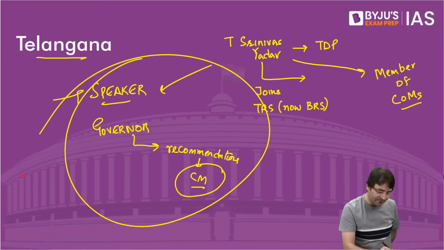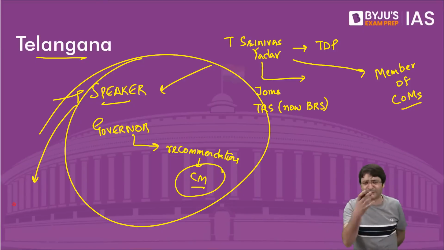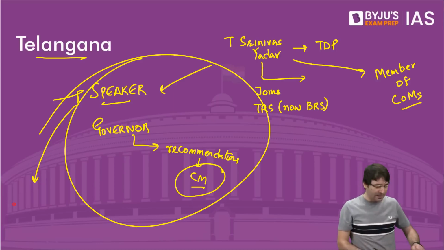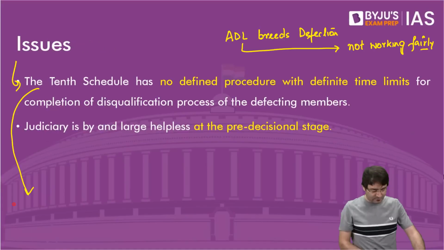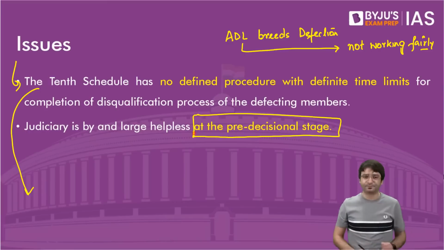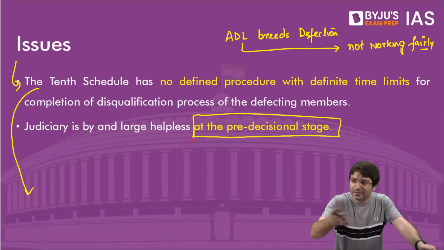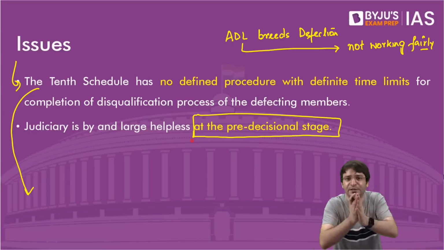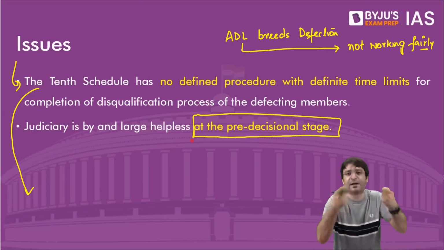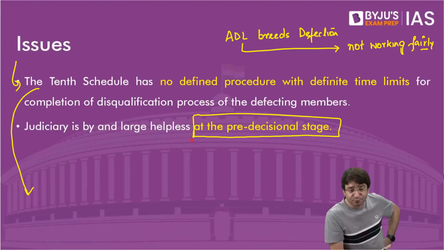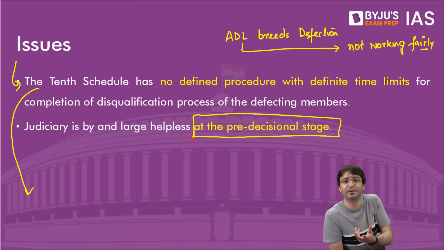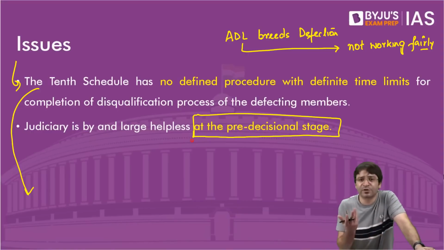Matter went to the Telangana. Then it was a common high court, Andhra and Telangana high court. The high court said, we are helpless at the pre-decisional stage. High court, please take a decision. T. Srinivas Yadav should be disqualified, please, for the sake of democracy, for the sake of anti-defection law. What do we do? Said, what? Disqualify him? No, that's something that we can't do. Separation of powers, my dear.